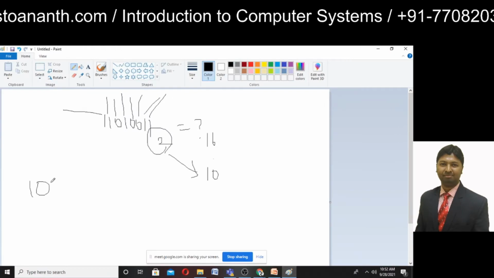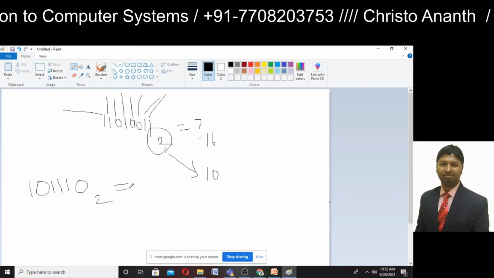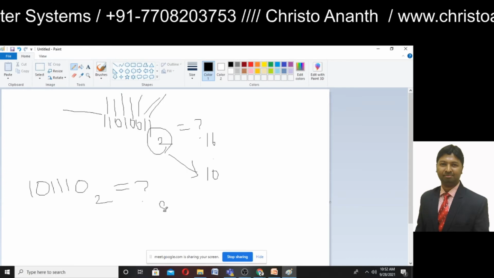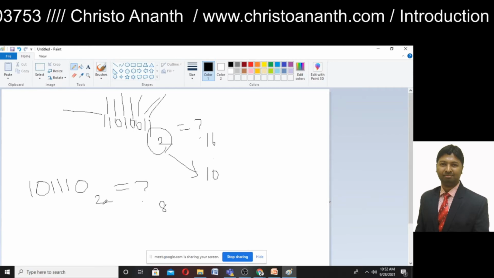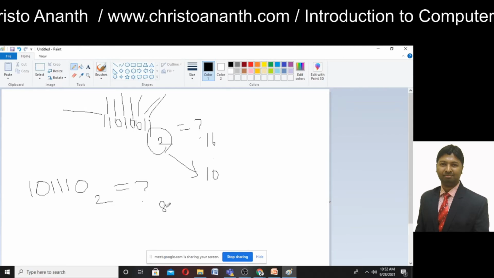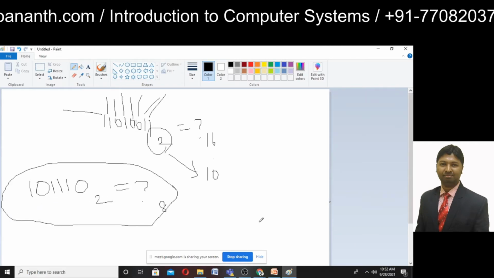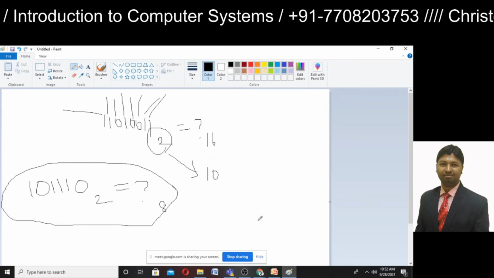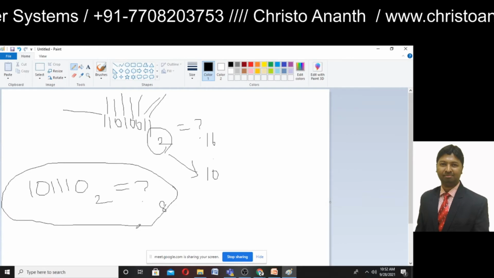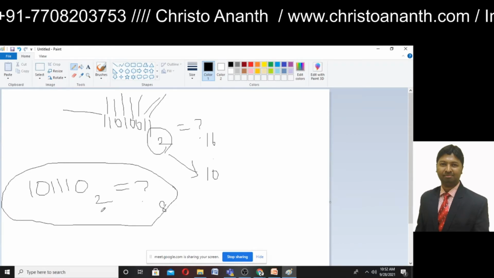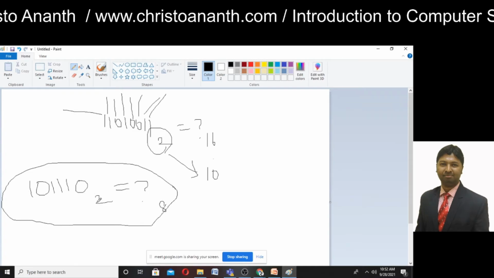What is 101110 to the base 2 in base 8? This is octal. How do you do that? Without converting to base 10... Normally you convert to decimal and after that you convert from 10 to 8. That is the normal conversion, but it's the long way. What is the shortcut method?